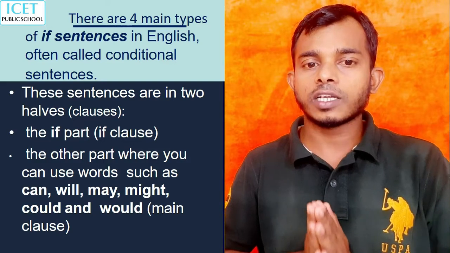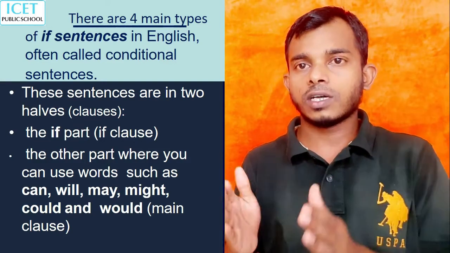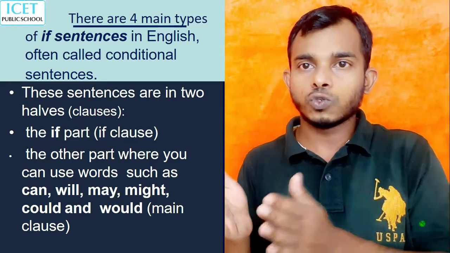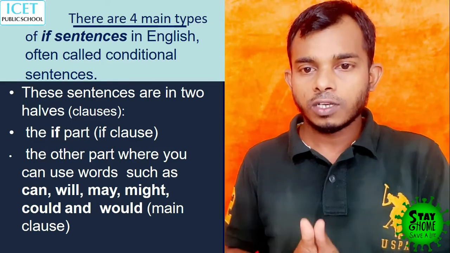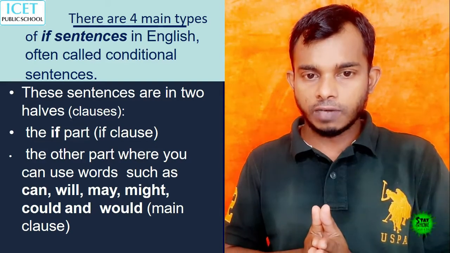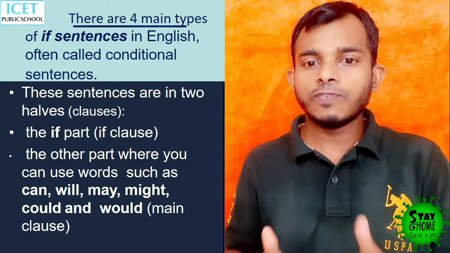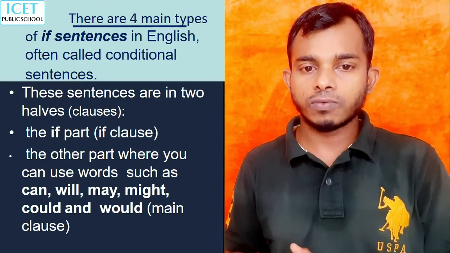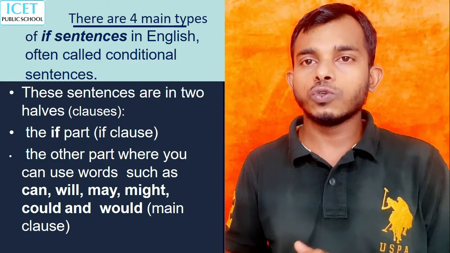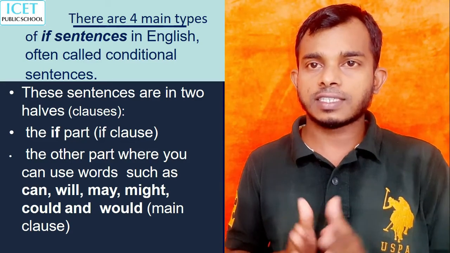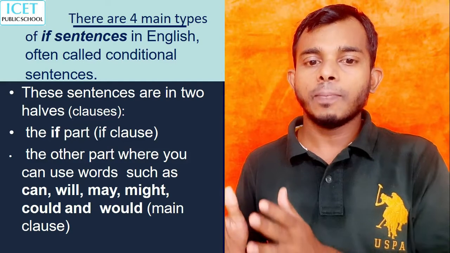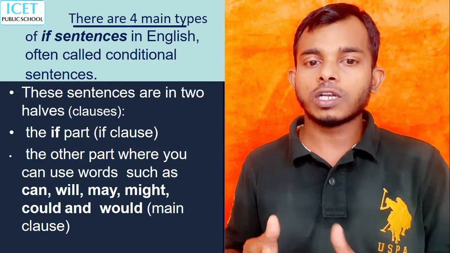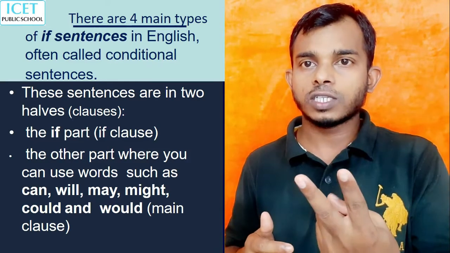These sentences are in two halves, first half and second half. We know that a sentence we make into two parts, and we can call each part a clause. Two clauses in this sentence definitely it will have. One part is called the if part, the if clause. In the other part you can use words such as can, will, may, might, could, and would. That will come in the main clause. So there are two clauses in that sentence.